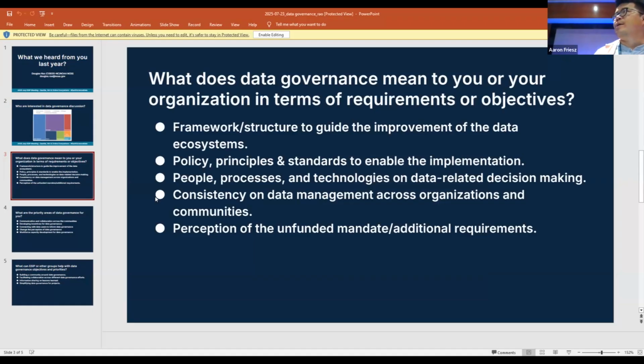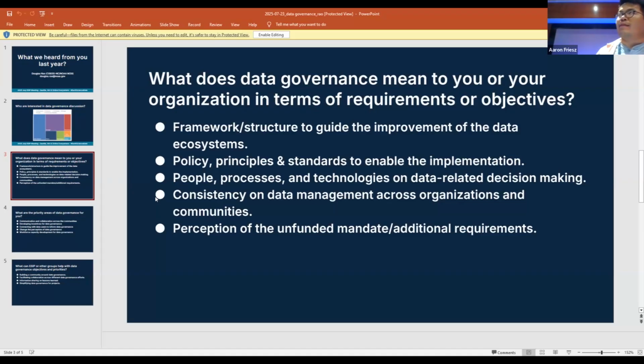The first one, people believe that data governance means the framework and some structure to really guide the improvement of the entire data ecosystem, which can include piecing together different frameworks and principles to help move the data ecosystem. And then the second one is that policies, principles, and standards are important in data governance to enable a lot of implementations in data governance.